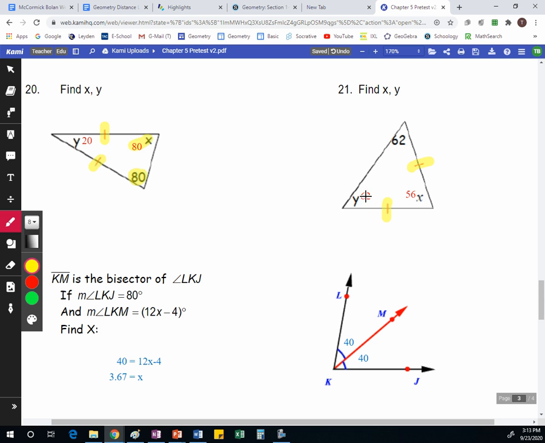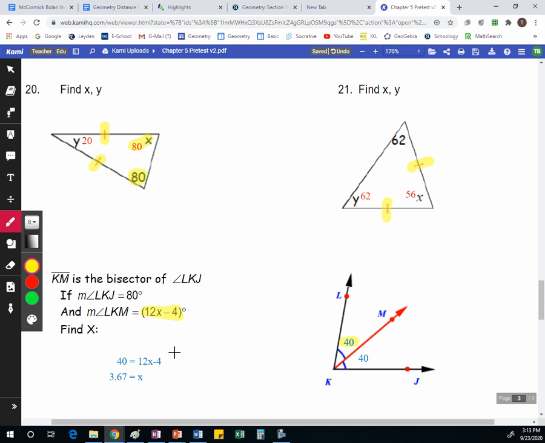For number 22, it tells us the whole big angle is 80 degrees, and the red arrow through the middle is the bisector, cuts it in half, which means each of these little blue angles is 40. And LKM, that's one of those little blue angles. So we set this measure equal to the angle, 12x minus 4 is equal to 40. It does come out to a decimal in this case. You should get 3.66666 repeating, or 3.67.